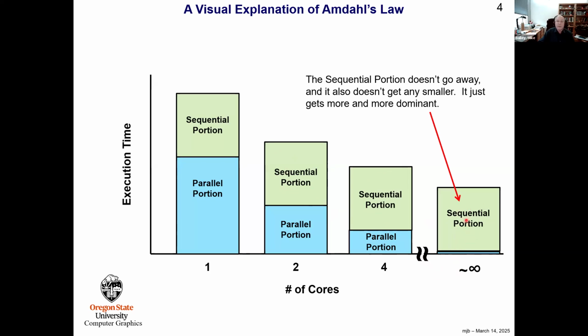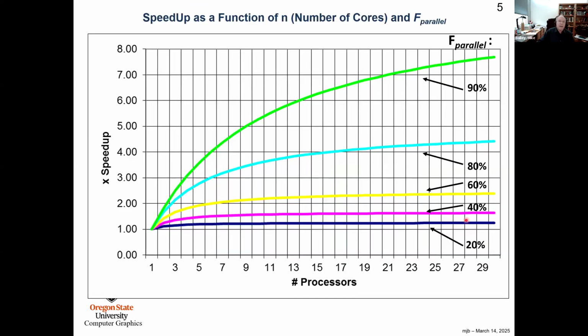But you're still stuck with this. The sequential portion doesn't get smaller, and it doesn't go away. It just becomes much more dominant. And if you take Amdahl's law and start plotting it, the x-axis here is the number of cores. Here is the speed up you get.